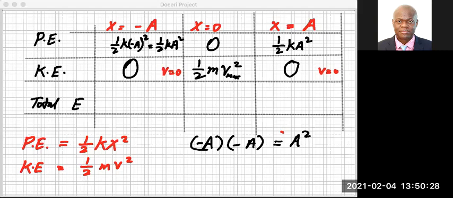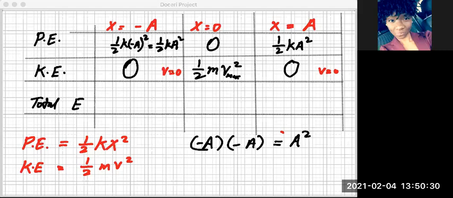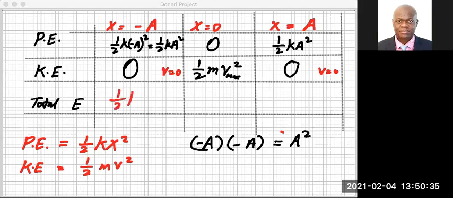What do you obtain when you add 0 to 1/2 ka squared? 1/2 ka squared. Okay, so the total energy is 1/2 ka squared at the amplitude. At equilibrium, 0 plus 1/2 mv max squared gives you 1/2 mv max squared. So this summarizes the energy of a simple harmonic system, okay?